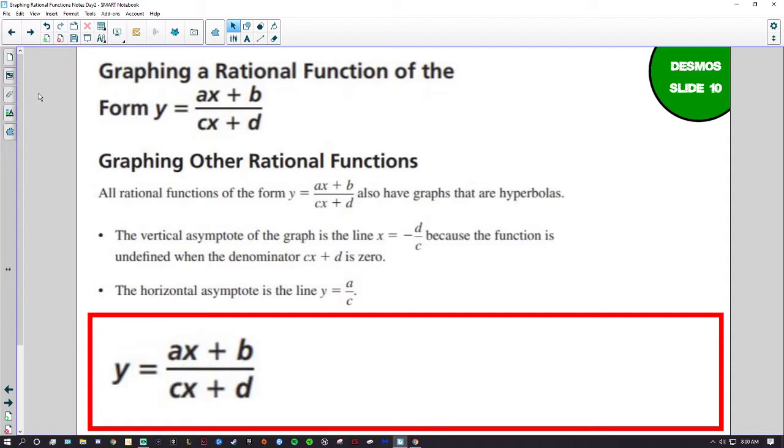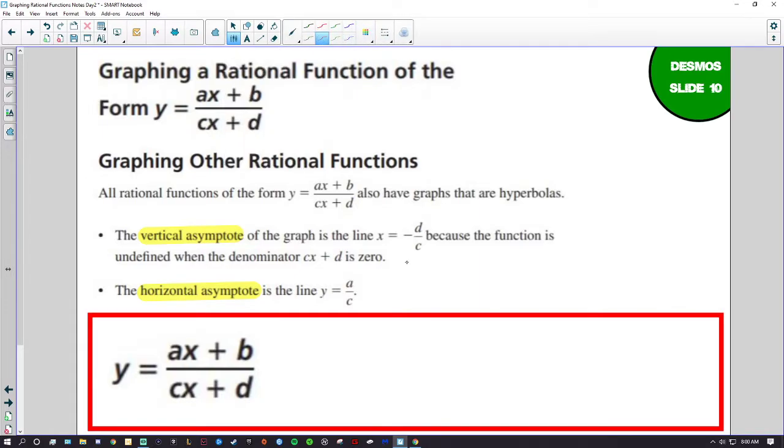So how are we going to find our vertical asymptote, and how are we going to find our horizontal asymptote? That's the big thing, because until we have our vertical asymptote and our horizontal asymptote, we're not going to be able to graph this hyperbola without using another graphing software. So the vertical asymptote is the line x equals negative d over c. I do not love this, but this means, because the function is undefined when the denominator cx plus d equals 0, to find the vertical asymptote, all you're going to do is set the denominator equal to 0.